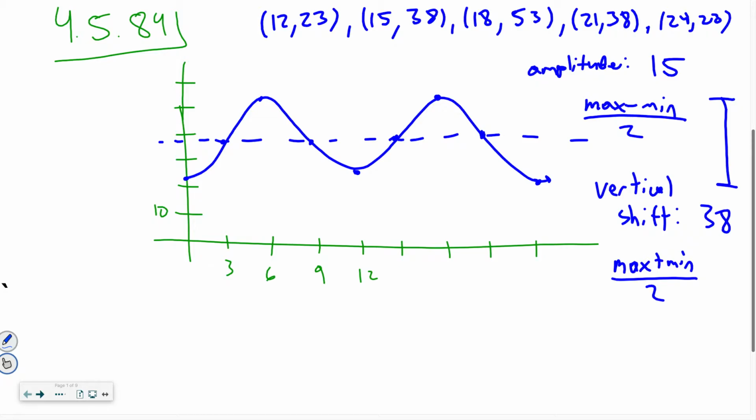And finally, period. What's our period on this graph? 12, right? It repeats every 12. So I have period is equal to 2 pi over b, and that's equal to 12. So I solve that for b, a little swaparoo, multiply by b, divide by 12. I get b equals pi over 6.